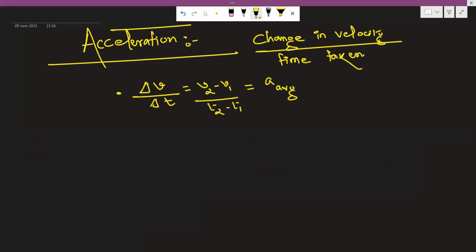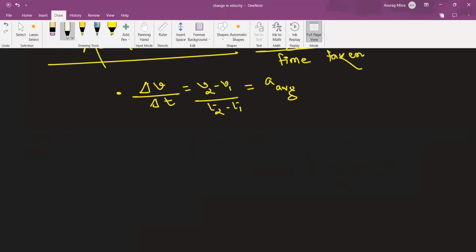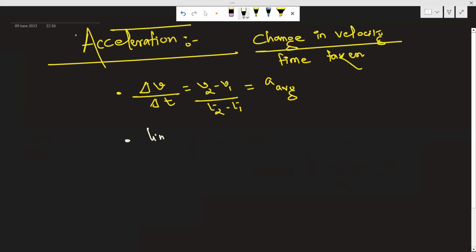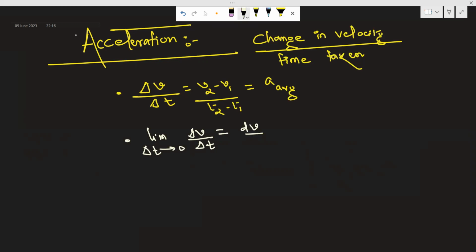ठीक है, on the other hand अगर हमारा time interval tends to 0 हुआ, if I find limit delta t tends to 0 delta v by delta t, तो इसको हम लोग लिखते हैं what? dv dt which is equal to a, एंड इसको हम लोग क्या बोलते हैं? इंस्टैंटेनियस एक्सेलरेशन. एक्सेलरेशन एट एनी पर्टिकुलर मोमेंट.